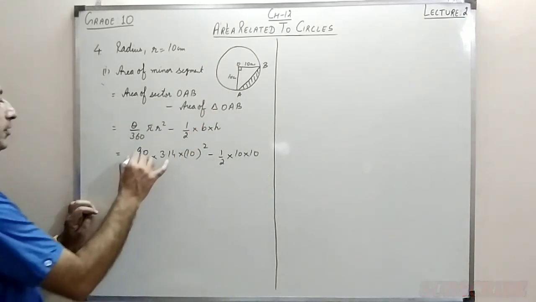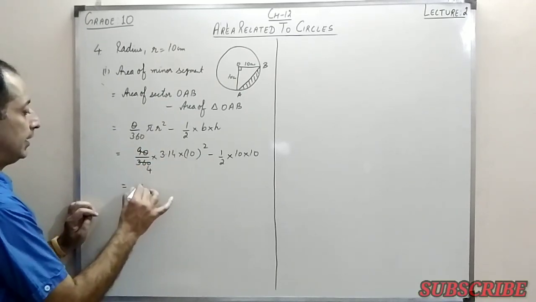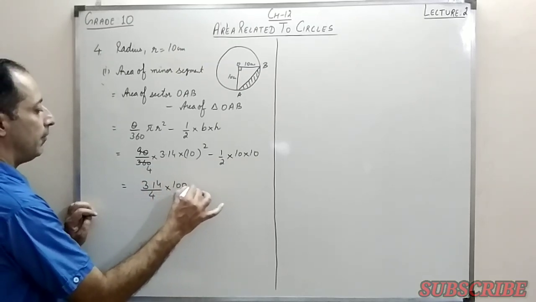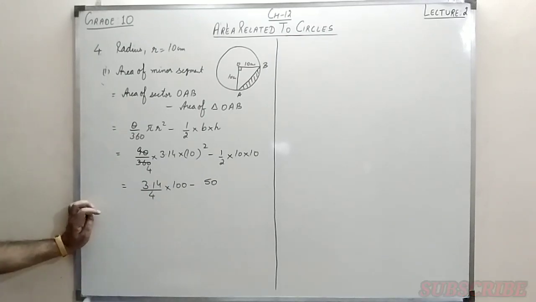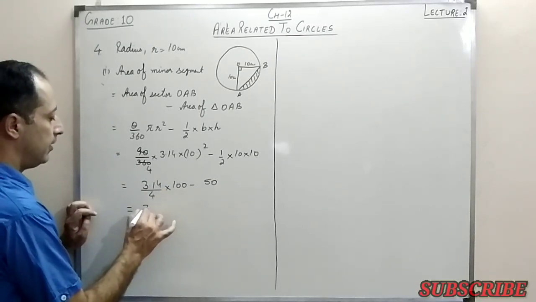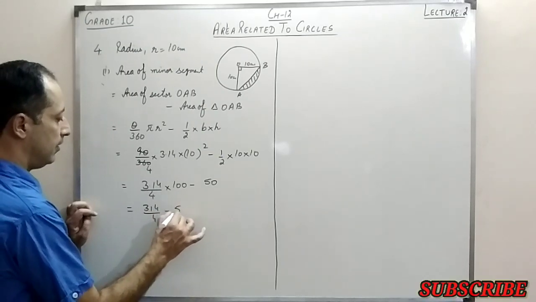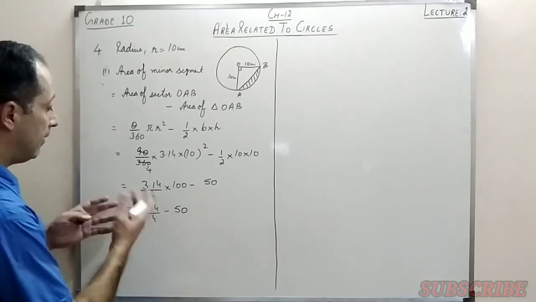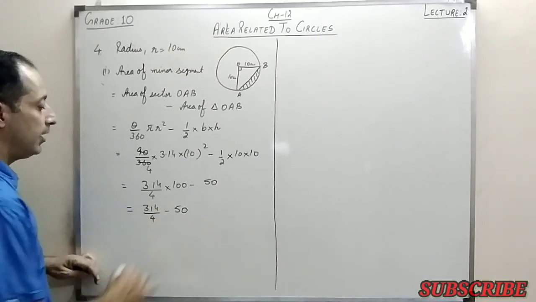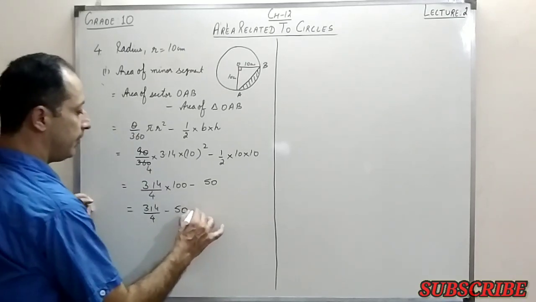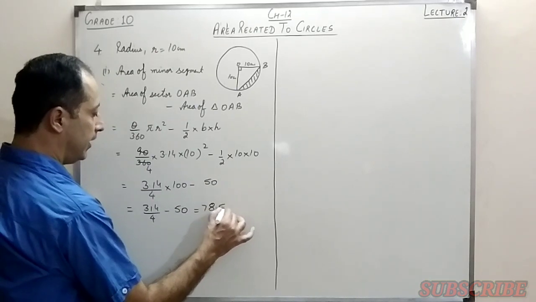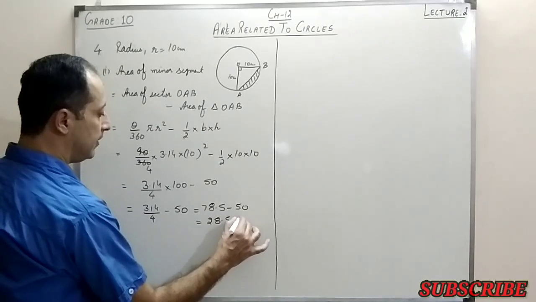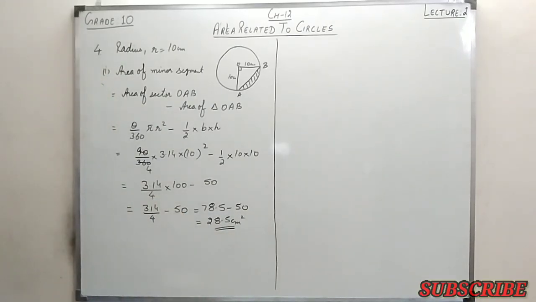of 10 centimeter. So this is 4, this is 3.14 divided by 4 into 100 minus 50. So this will be 314 upon 4 minus 50. You can either take the LCM and simplify, or you can just divide this 314 by 4 and then also you can subtract with the 50, right? So this will be 78.5 minus 50 and you get it as 28.5 centimeter square. Right, so this is the answer for the first part.